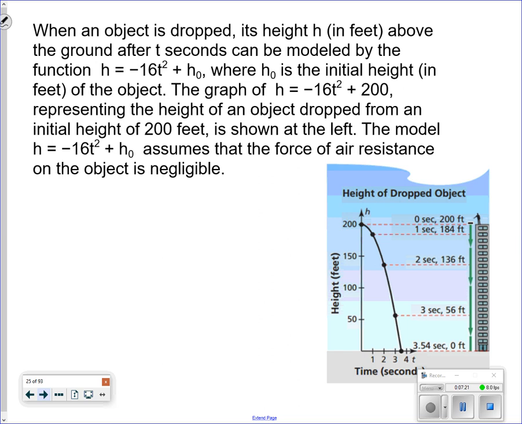So here is an example of I drop an object from 200 feet and it's going to fall and land on the ground at 3.54 seconds. So again, this equation right here, you're going to need in your homework assignment, so you may want to star that.